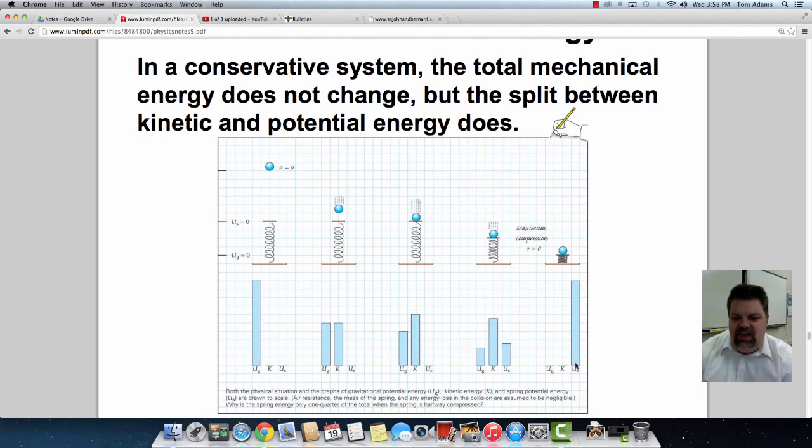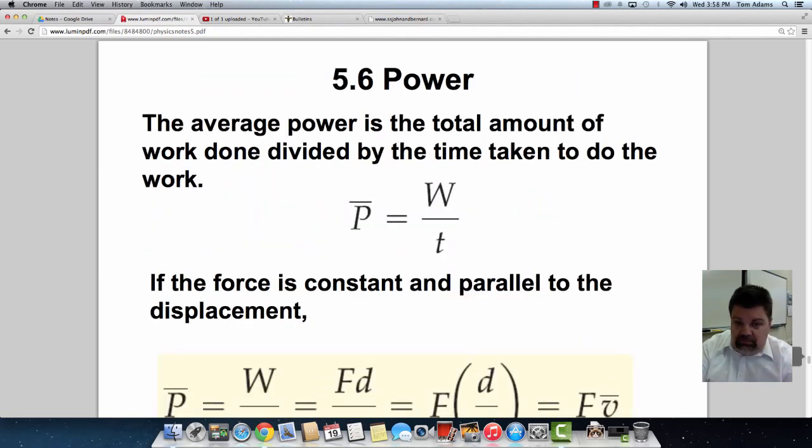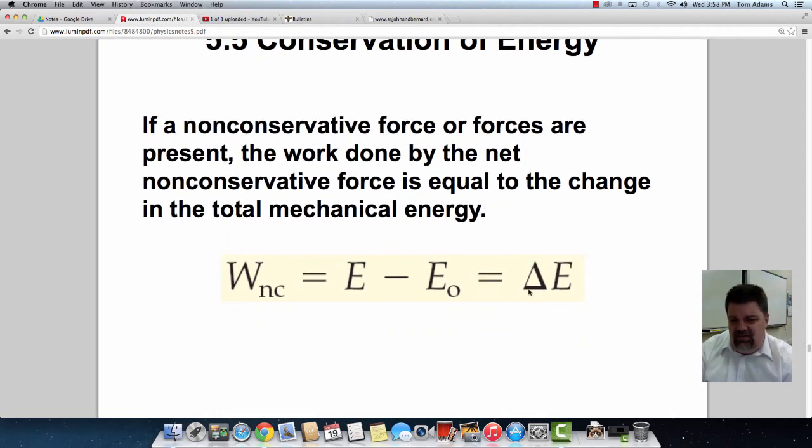So if a non-conservative force or forces are present, then the work done by the net non-conservative force is equal to the change in the total mechanical energy. This is like if I slide a block on a surface that isn't frictionless, in other words, there's a frictional force, well, the block will eventually stop. And so when I find the difference in the initial energy and subtract it from the final energy, the difference in energy is the work that's been done by the non-conservative force, which would be like friction, okay?